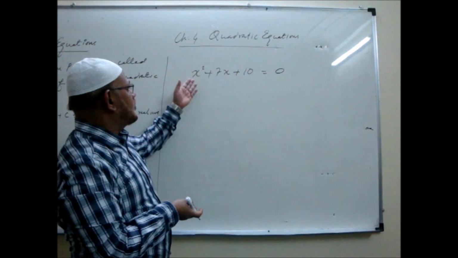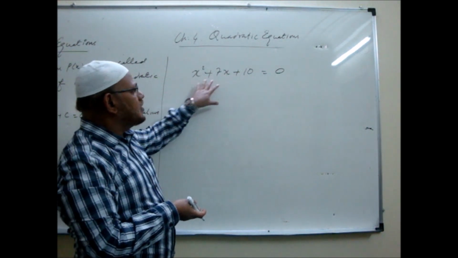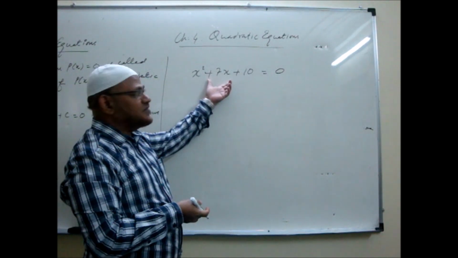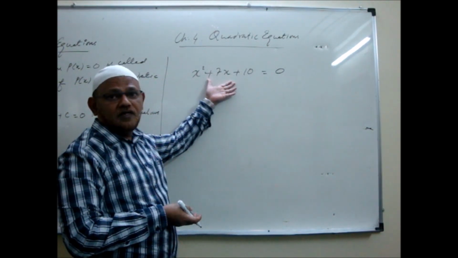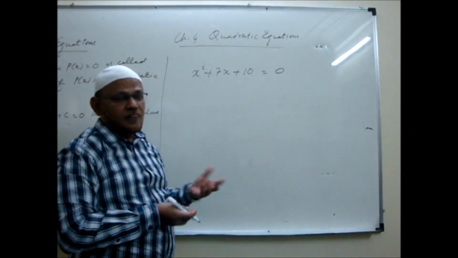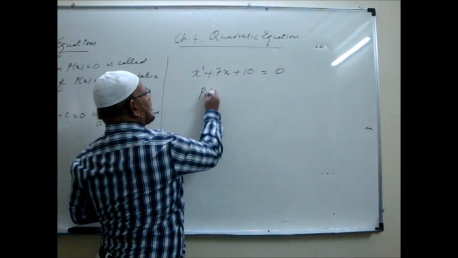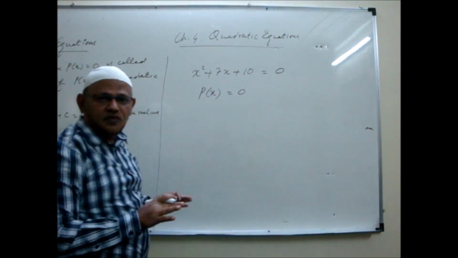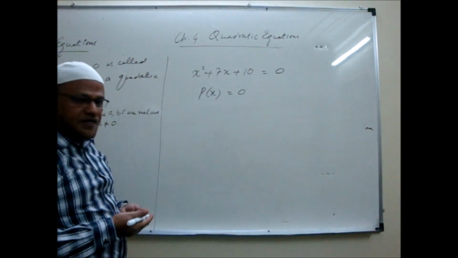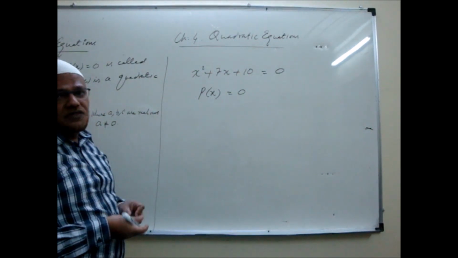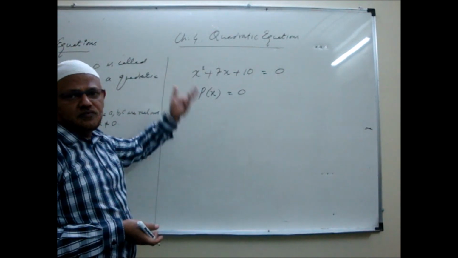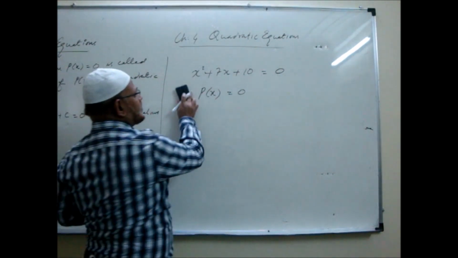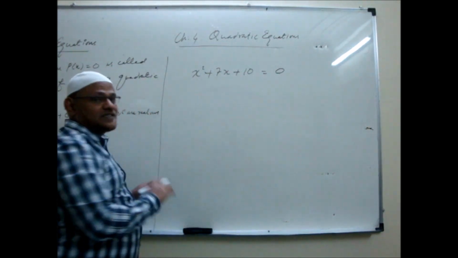When is an equation called a quadratic equation? If a quadratic polynomial is equated to 0, that becomes a quadratic equation. This is the meaning of quadratic equation. It should be of degree 2. That is why you call it quadratic. So now what you are going to see here is a general form.